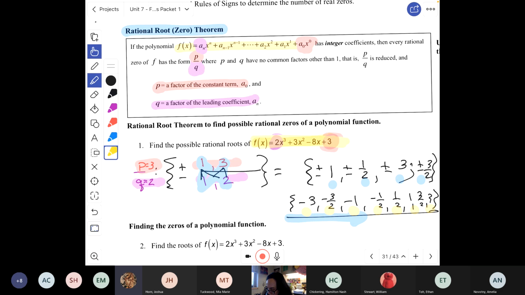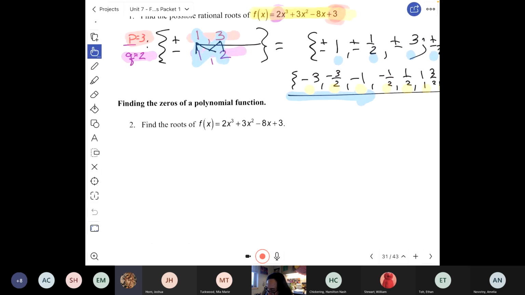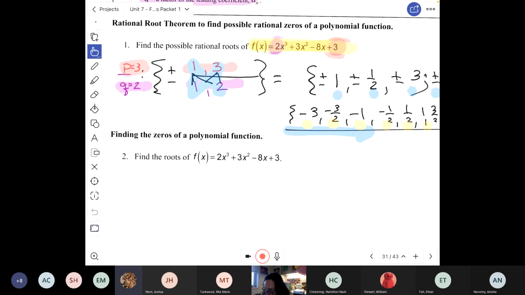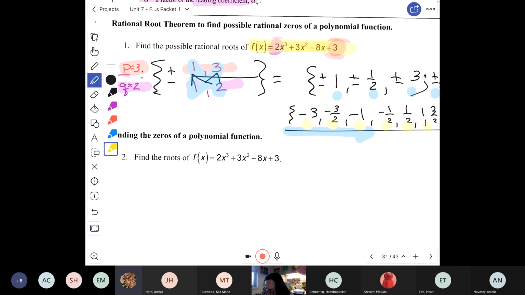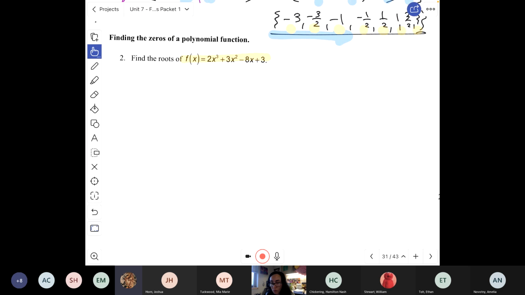Okay, so let's look at another example. Here, you are not asked to just find all the possible roots. You are being asked to find the roots. So in the first part of this, that's the same polynomial, if you notice. That is the same as this. So the first step was to find the possible roots. Now from that set, we actually have to find the roots.